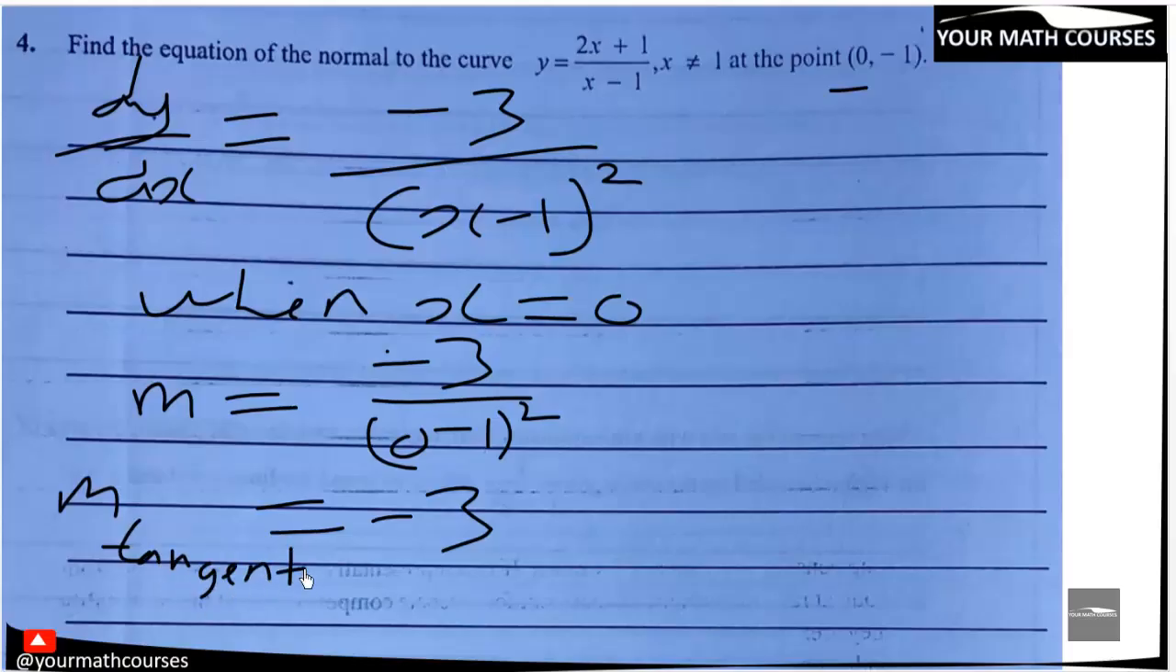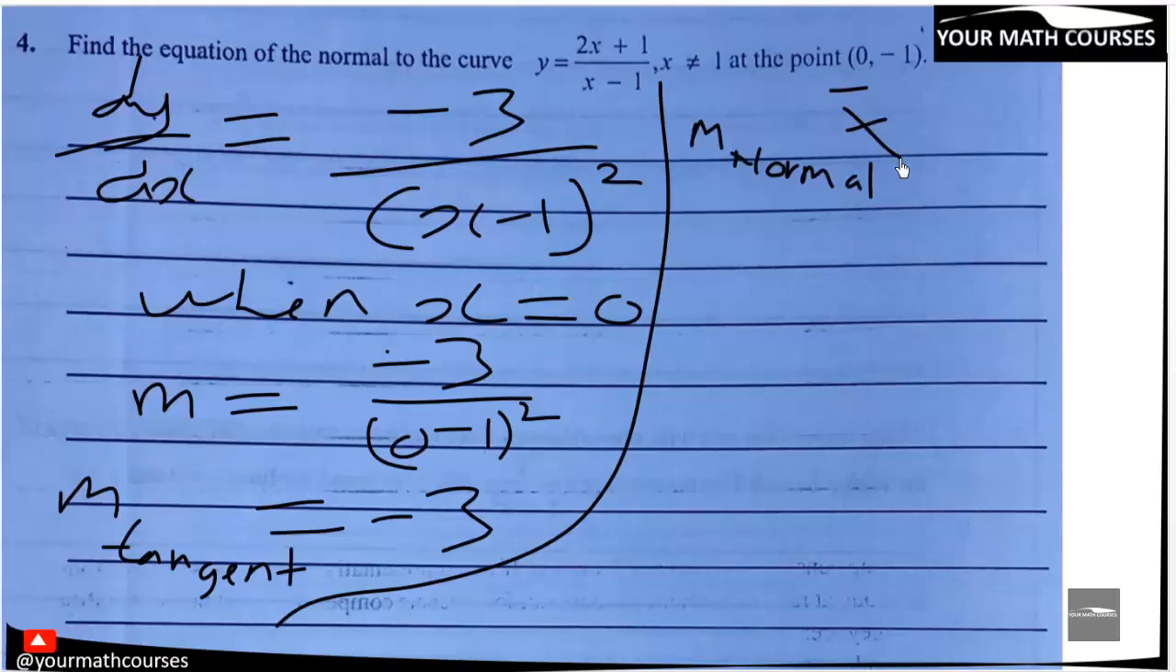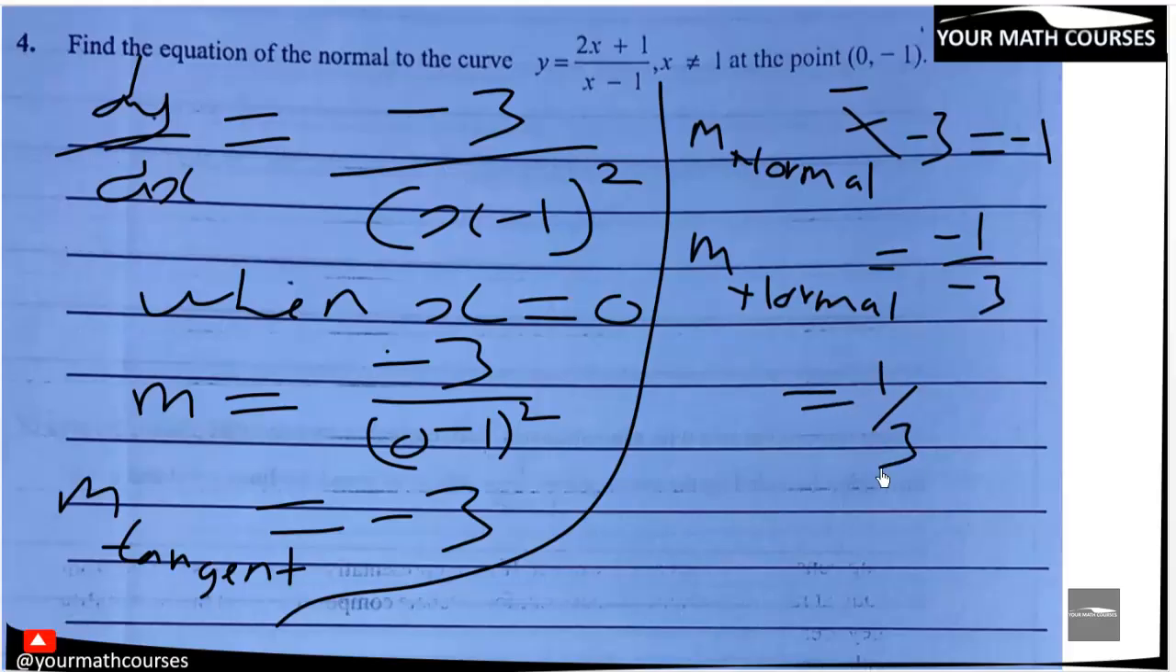Now we are finding the equation of the normal. So we find the gradient of the normal. Recall that the gradient of the normal times the gradient of the tangent, which is negative 3, should give us negative 1. So the gradient of the normal will be equal to negative 1 over negative 3, which is equal to 1 over 3.